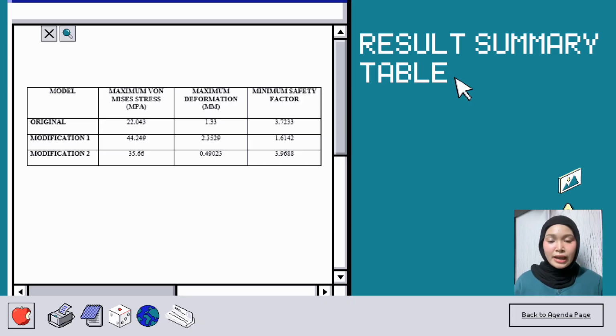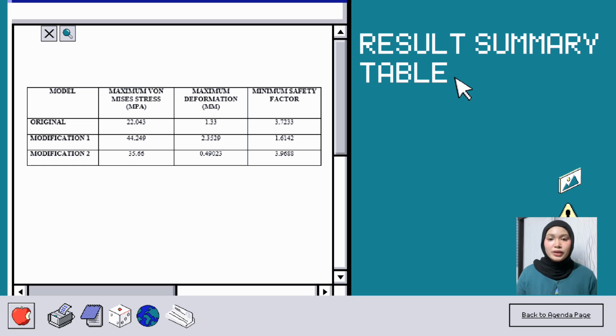Result summary table. Next, this slide shows the result summary table for all 3 designs. For the original design, the maximum von Mises stress recorded is 22.043 megapascal. The maximum deformation is 1.33 millimeters, and the minimum safety factor is 3.72. This value indicates that the original solid plate design is structurally safe with relatively low stress and moderate deformation. However, it used a higher amount of material.